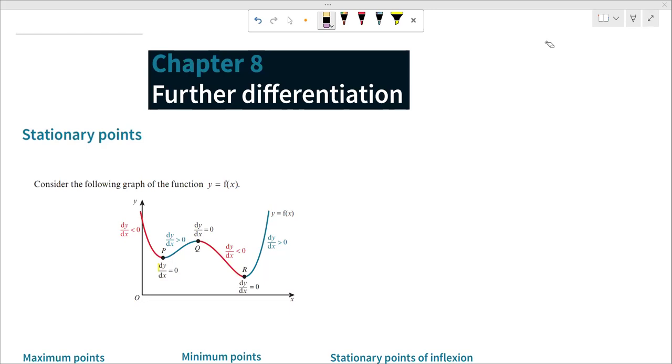In that I'm going to explain stationary point. Actually, what is meant by stationary point? It's also called a turning point. When you observe the diagram, the curve is like this and like this.